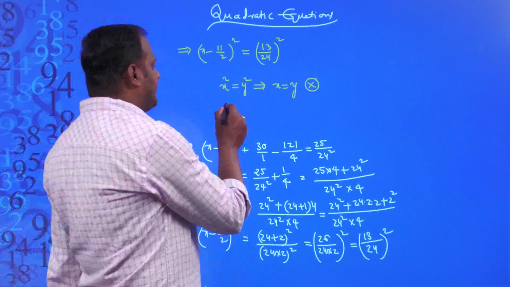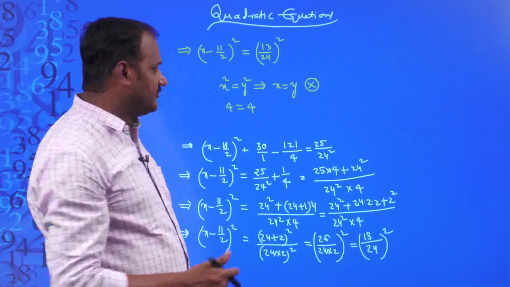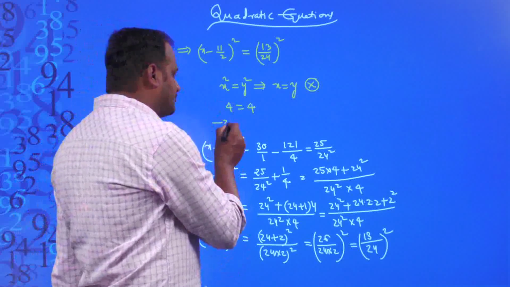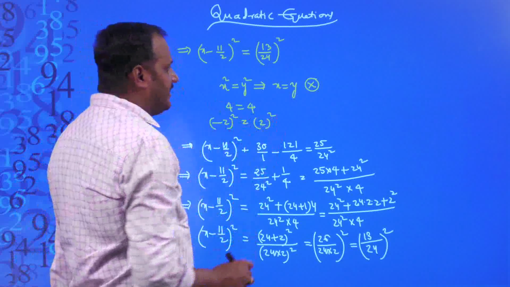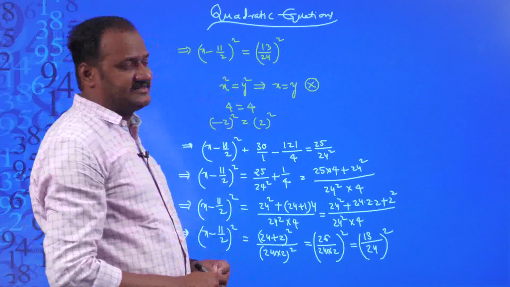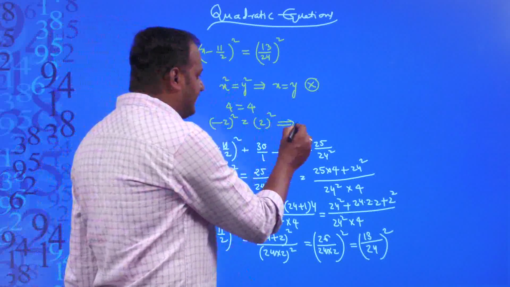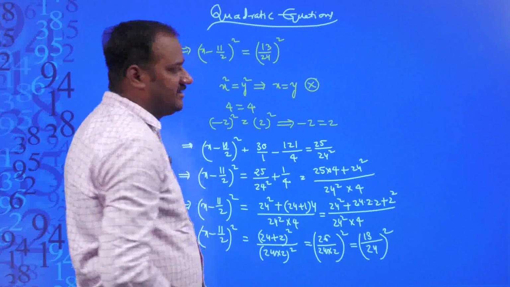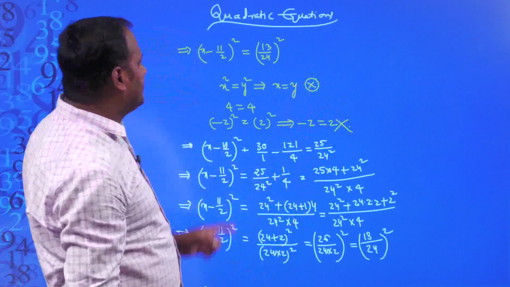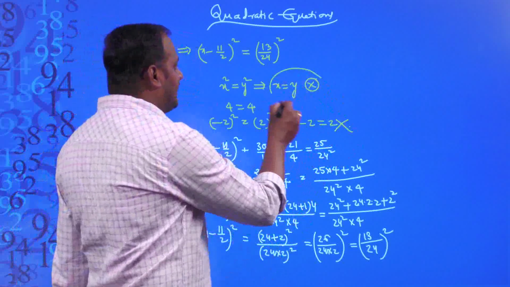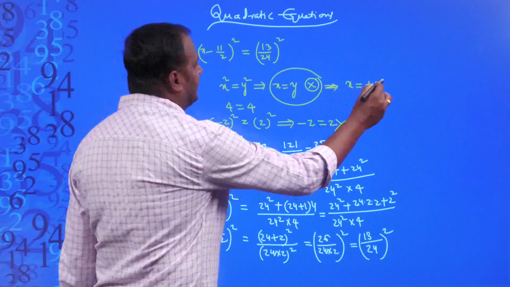For example, I have 4 which is equal to 4. Everybody knows that 4 is equal to 4. I am writing this 4 as minus 2 whole square and I am writing this 4 as plus 2 whole square. According to what you said here, x square equal to y square, then x equal to y. If I remove both the squares, then I will get minus 2 is equal to plus 2. Is minus 2 equal to plus 2? Absolutely wrong. So, that is why if you want to remove the square, then you will have to put, if x square is equal to y square, then x is equal to plus or minus y.